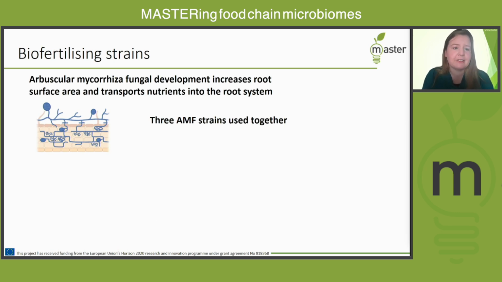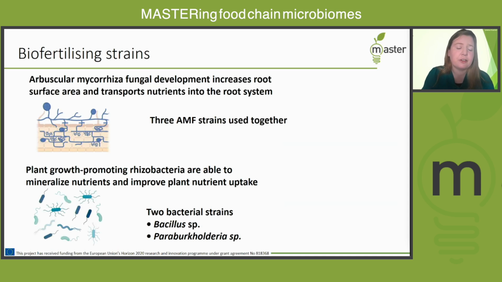So biofertilization strains are one technology or one option that could be used to replace these fertilizers. And one of the groups that's often used for this purpose is arbuscular mycorrhizal fungi, or AMF for short. These are fungi that form symbiotic relationships with plants. And in return for carbon from the plants, they provide a range of nutrients to the plants derived from their extensive mycelial networks below ground. In this project, we used 3 of these strains together.